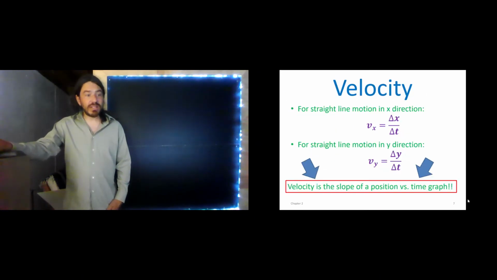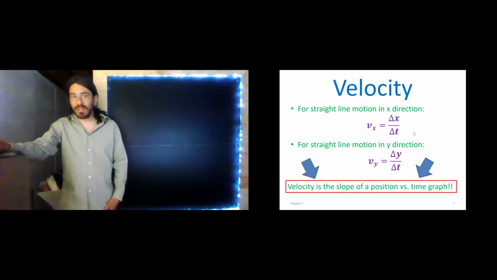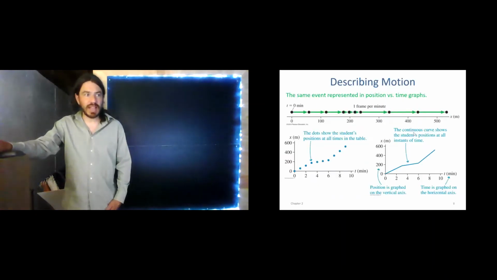Why? Because the slope of a position versus time graph is the velocity. And let's go back and see if this just sort of intuitively makes sense. Looking at this graph here, where is the slope the greatest?